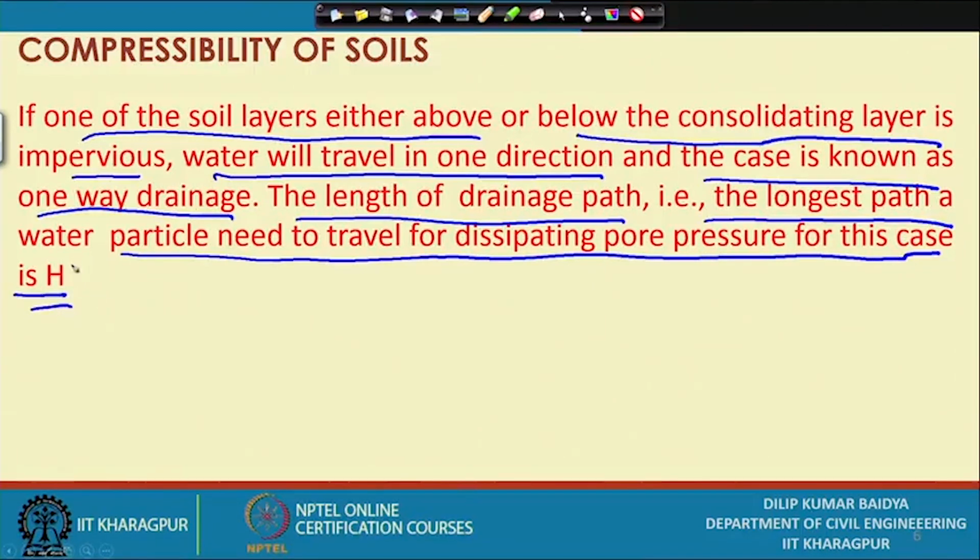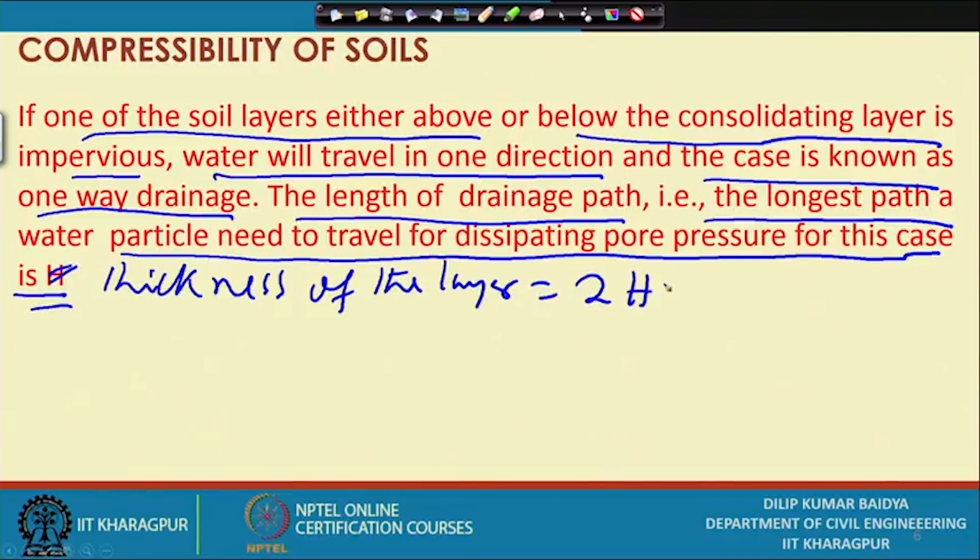It should be 2h actually, since we have considered the thickness of the layer, which will be equal to 2h. Okay. So, because we have considered this thickness as 2h, and if it is one way drainage, that is closed here.